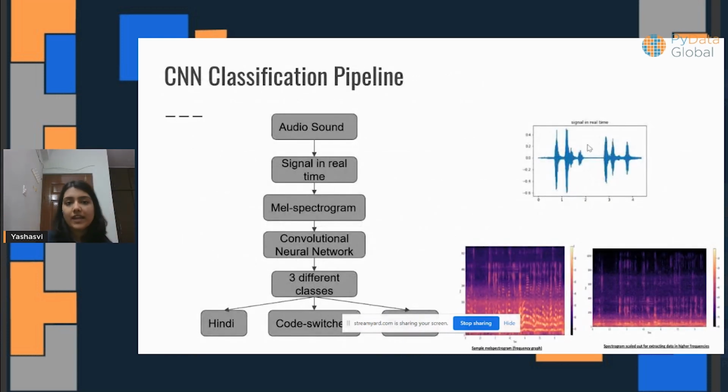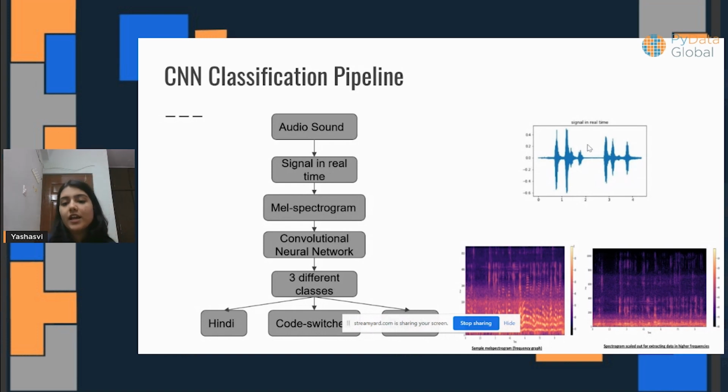So here is a pipeline of the whole process that was adopted. In the audio sound, as you can see here, the above graph is the signal graph that is given. That is the data that we get. After that, the signal in real time graph. Then the graphs that you see below, these are the two heat map graphs of MEL spectrogram. As you can see, they give a much better visibility of the audio waves.